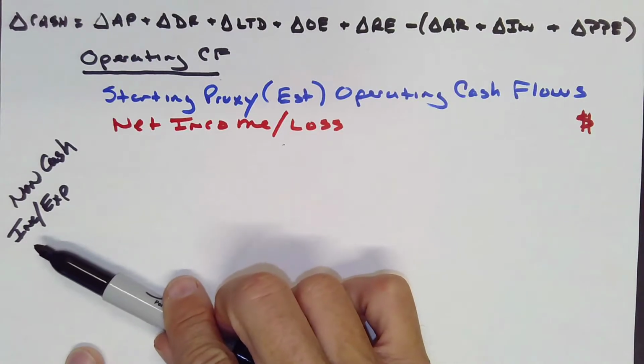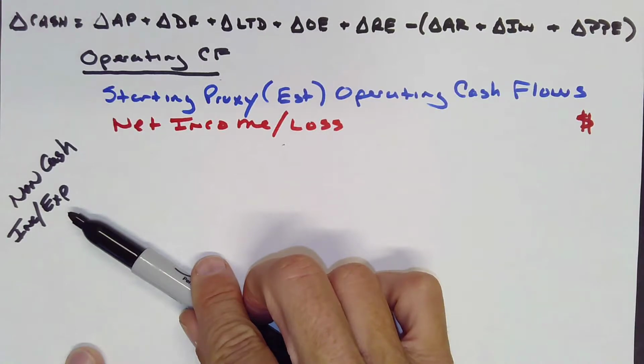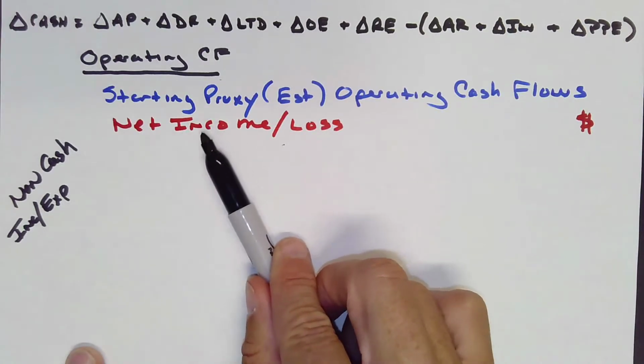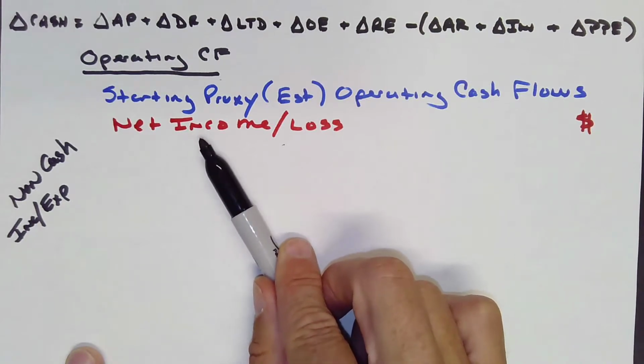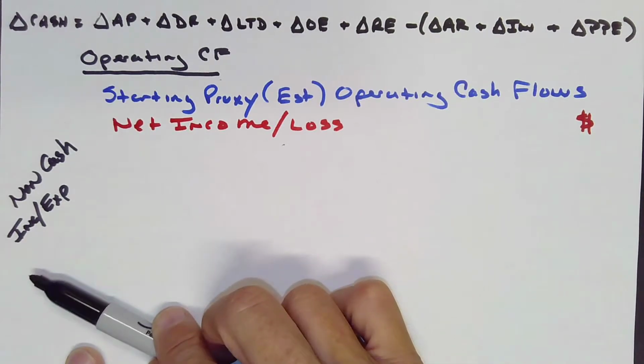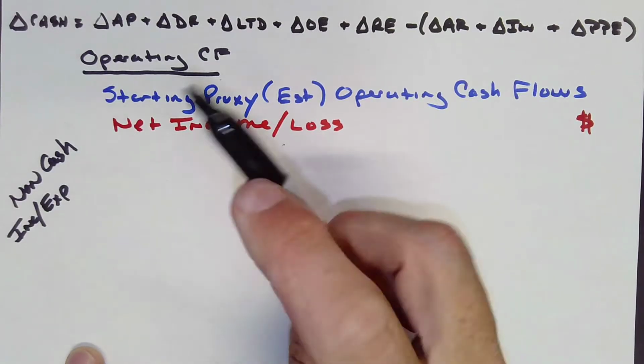And we saw that when we were looking at sales of property, plant, and equipment. Any gains or losses, those are coming into the income statement. But those gains or losses are not operating gains or losses. Those also have to be accounted for or disclosed in this particular section.